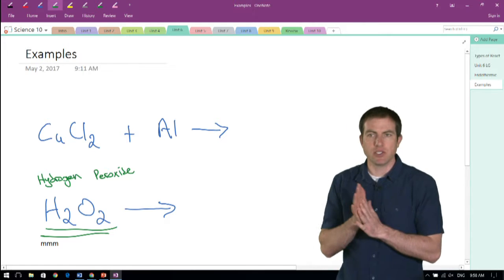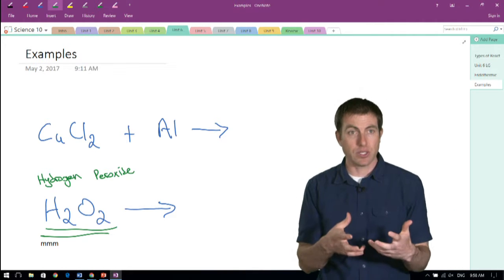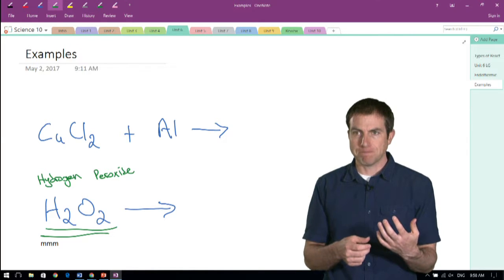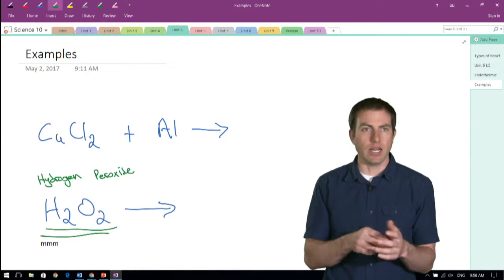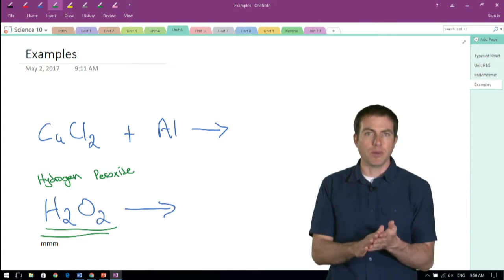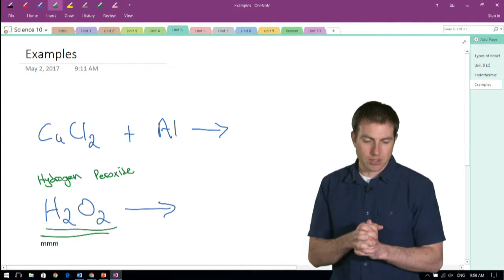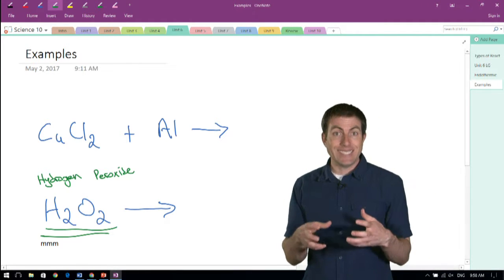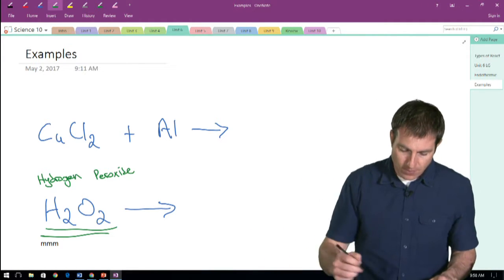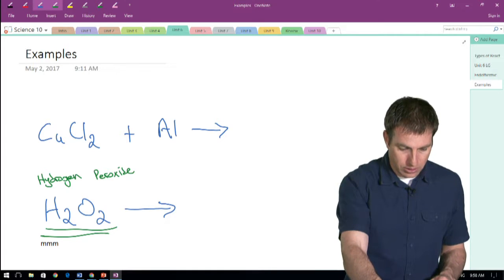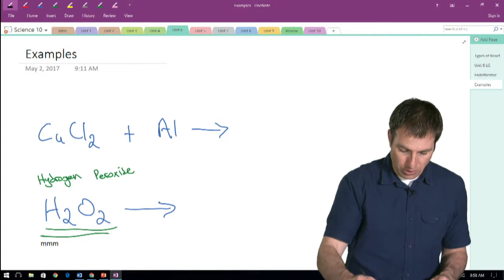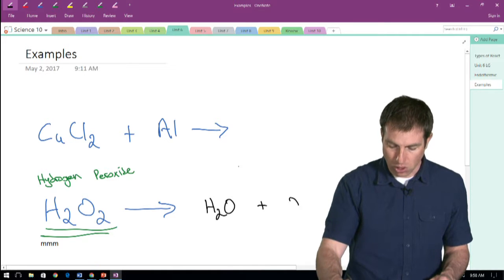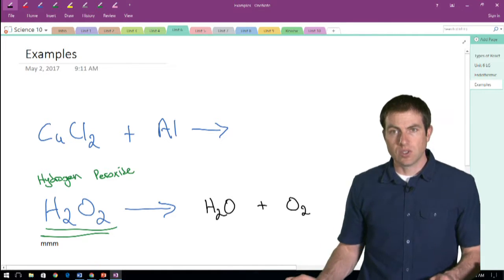Sometimes hydrogen peroxide is used in a first aid kit, or you probably have it in your bathroom. If you get a cut or something, you can use it to clean wounds out. And the really cool thing about hydrogen peroxide is that it's H2O2, so it's really close to water. When it decomposes, it breaks down into two different things. One of them is H2O, which is water, and the other is oxygen gas. So it sterilizes the wound.